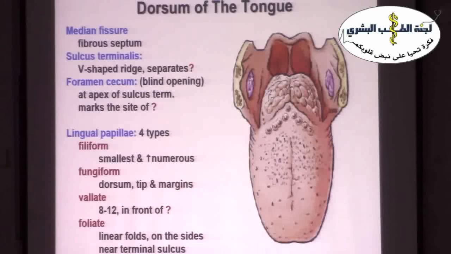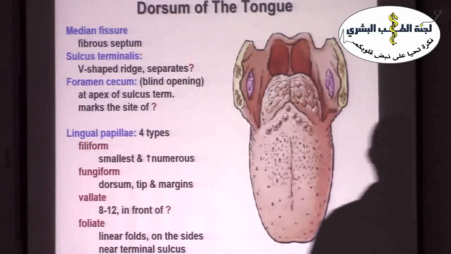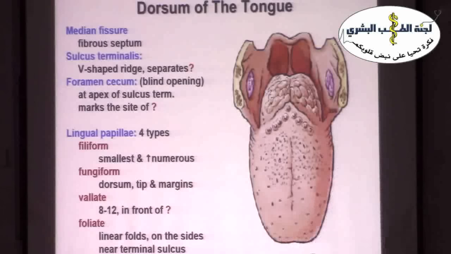Now, to increase the functionality of taste sensation, we need more taste receptors, which we call taste buds. Taste buds are the taste receptors. How should I increase the number of taste receptors if I have a flat surface? Instead, I will have these folds, the lingual papillae. So more surface area, more number of receptors.